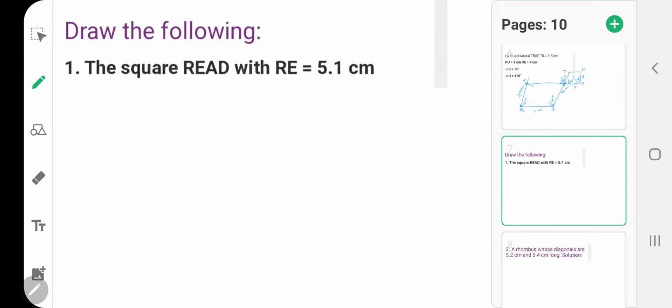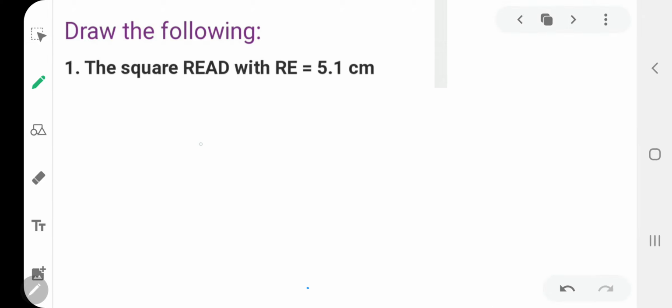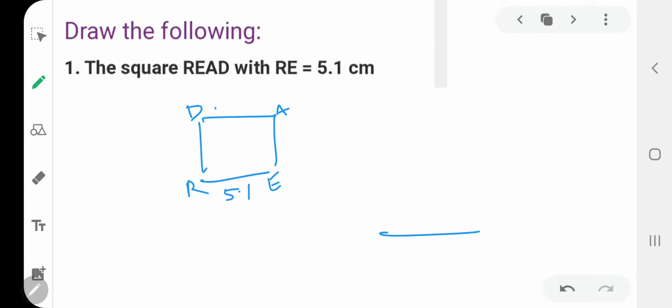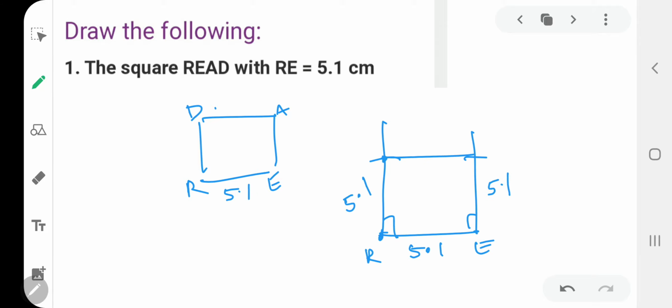Next you have to draw square READ of 5.1 side. It is very easy and it is very natural that you have to take 90 degrees, because it's a square. So make a base of 5.1, that is RE. Take an angle of 90 degrees at R as well as at E. And again take a compass, make an arc of 5.1 on both the sides. Join the last points to get READ, and that's your required structure.